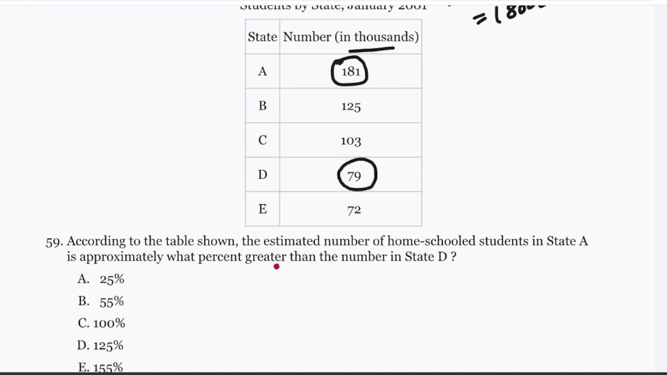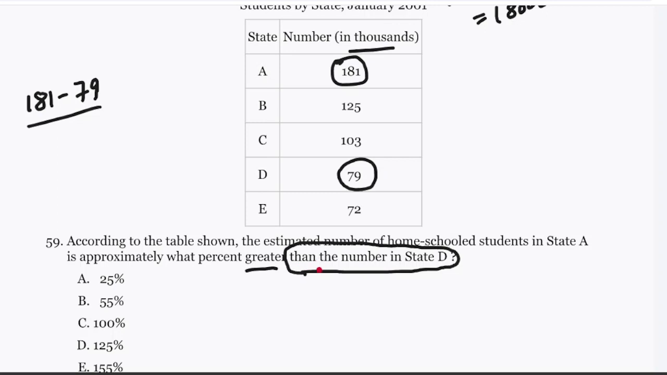So greater, that means I have to first of all find the difference between them. So 181 minus 79 divided by, now what exactly do we put as the denominator? Denominator is always what we are comparing with. So we are comparing with the number of state D. So this is the comparison parameter for me. So state D, that means this is 79, multiplied by 100 to convert that into percentage.